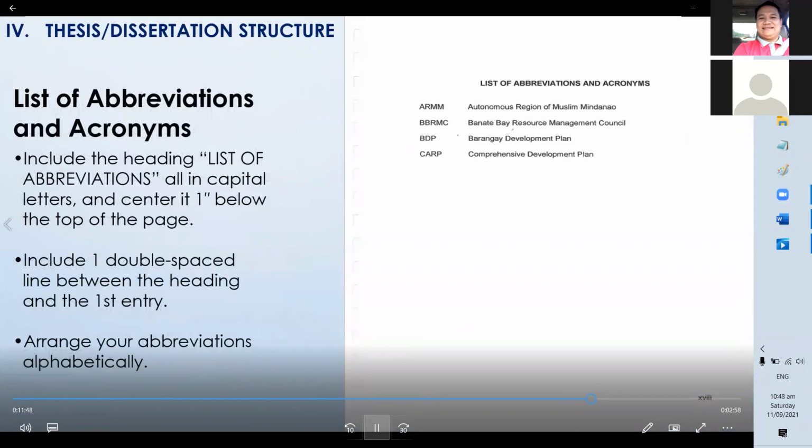List of abbreviations and acronyms. Include the heading List of Abbreviations, all in capital letters, and center it 1 inch below the top of the page. Include one double-spaced line between the heading and the first entry, and arrange your abbreviations alphabetically.